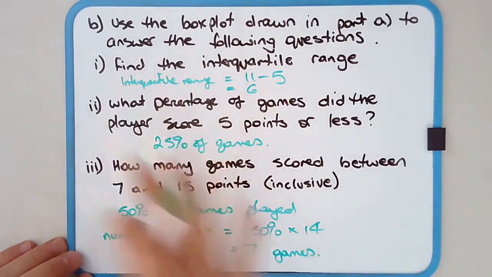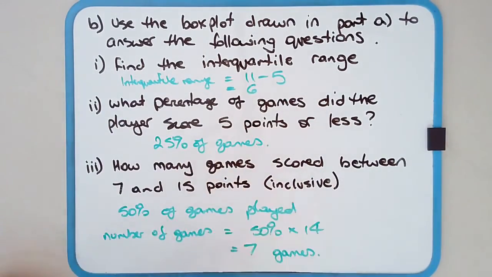So this part was about analysis of the box and whisker plot itself, assuming that you've been given one. How do you interpret it and how do you read it?